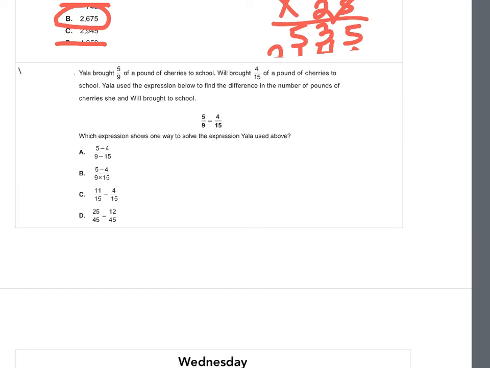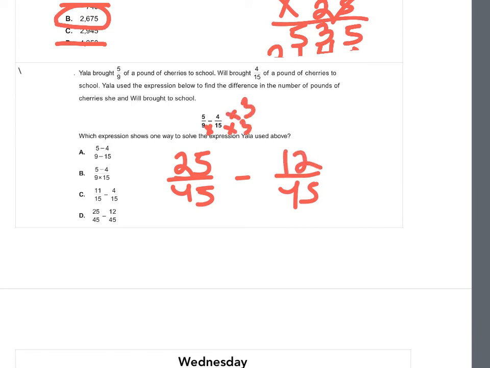Well, you would need a common denominator, so you would have 45 and 45. On the left side, that would be 9 times 5, and then 5 times 5, so that would be 25 on top. On this one, it would be times 3 and times 3, and that would be 12. So the one you want would be the letter D. That's the one with the common denominator 45, with 25 up top and 12 on the other fraction.